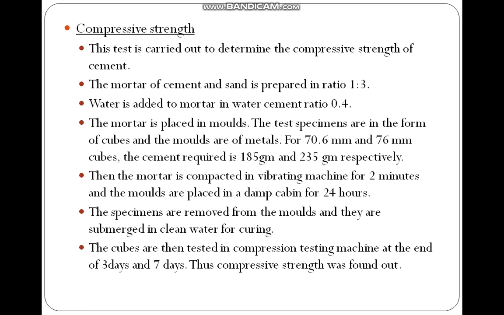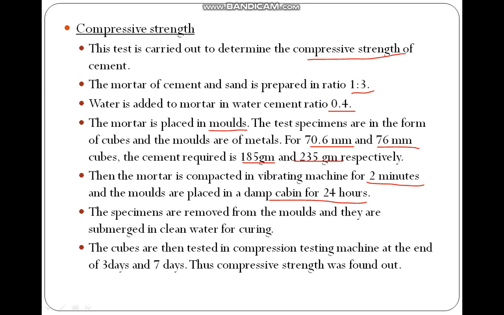Compression strength. This test is carried out to determine the compression strength of the cement. Mortar of 1:3 is prepared and a water cement ratio of 0.4 is used. The mortar is placed in molds of size 70.6 mm or 76 mm with cement of weight 185 grams and 235 grams respectively. Then the mortar is compacted in the vibrating machine for 2 minutes, and the molds are placed in the damp cabin for 24 hours.